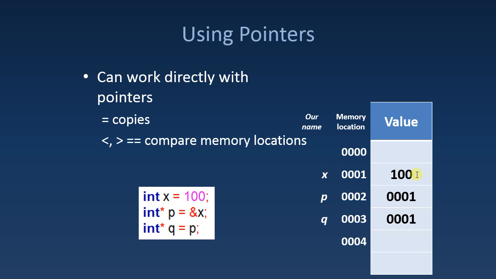Just like any other data, we can copy pointers. I could have this int pointer q and assign it the same value that p has, basically copying the location. Now both p and q point back to location 0001, to x. If you want, you can compare them using equals or less than or greater than, but what you'd be comparing is memory addresses, which is usually not what you want. You might want to compare two pointers to see if they point to the same thing, but less than and greater than usually don't make much sense.